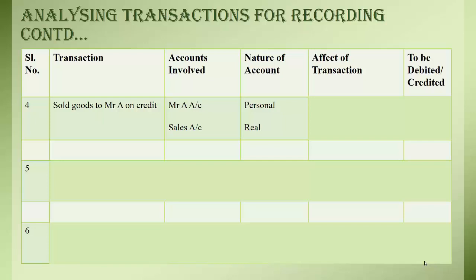So Mr. A is a receiver, so Mr. A's account will be debited and we are selling the goods, so the goods are going out. So the sales account will be credited. Mr. A's account will be debited and the sales account will be credited.